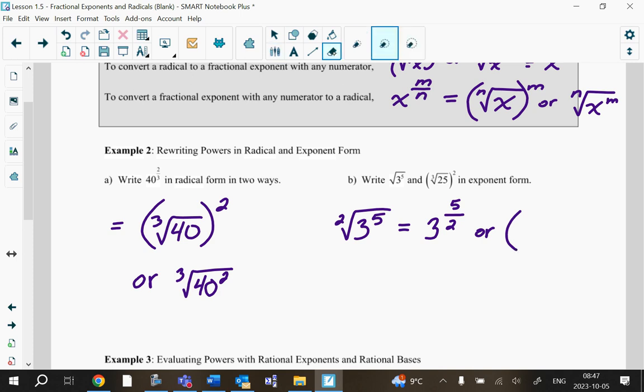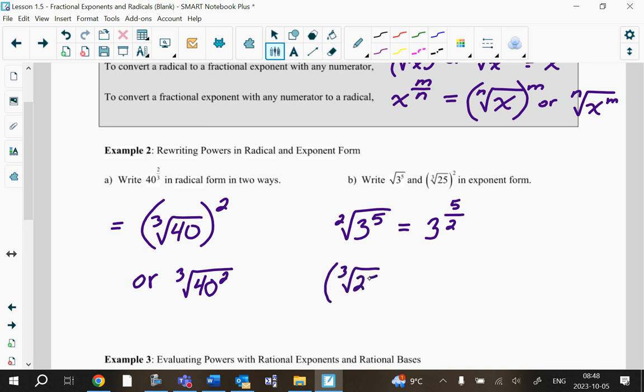Okay, what if I asked you this one? Cube root 25, and then we're going to square it. 25 to the 2 over 3. Good. So that's how we convert. Remember, a fraction exponent is just another way to show a radical, so we can convert between the two. Kind of like fractions and decimals, you can convert between them.